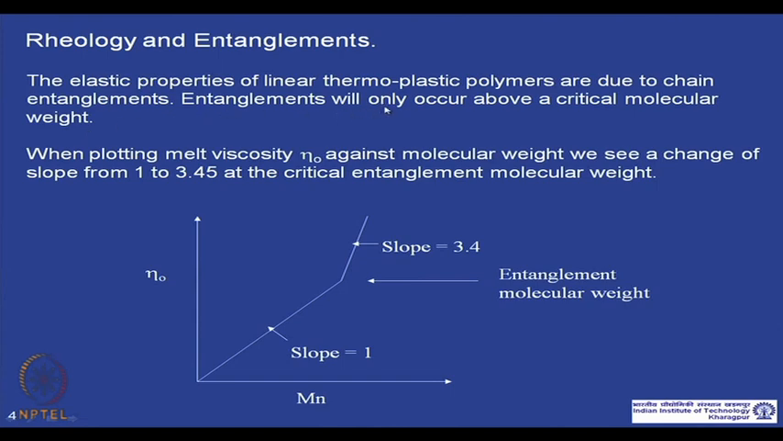Entanglements will occur for polymer chains above a critical molecular weight, and we call that molecular weight the entanglement molecular weight, ME. Now, if you look at the experimental value of viscosity versus molecular weight of a polymer, viscosity increases steadily with a slope of 1 until the entanglement molecular weight.